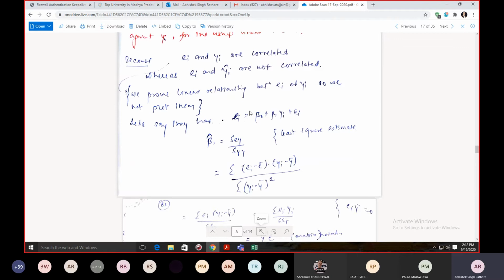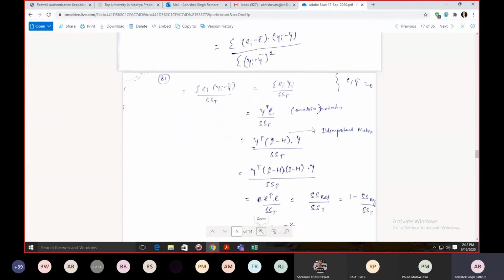Let's say when we are considering ei and yi, we can say that our ei is equal to beta naught plus beta 1 yi plus epsilon. So my estimated coefficient is the least squares estimate, SEY upon SSY. This is how we have the covariance of the residual and the y, upon the variance of your y.